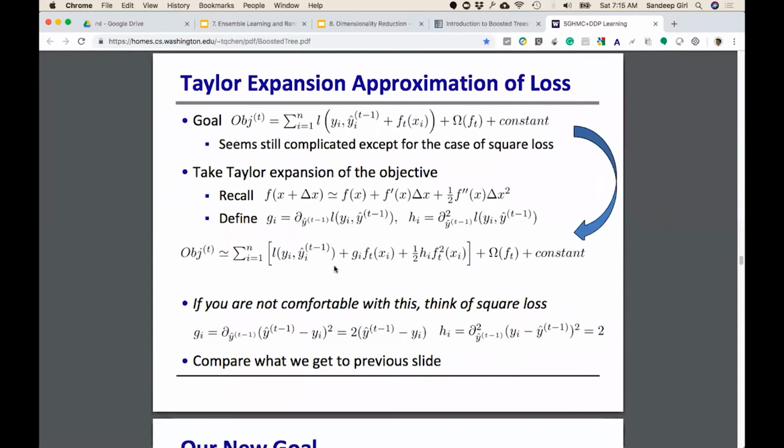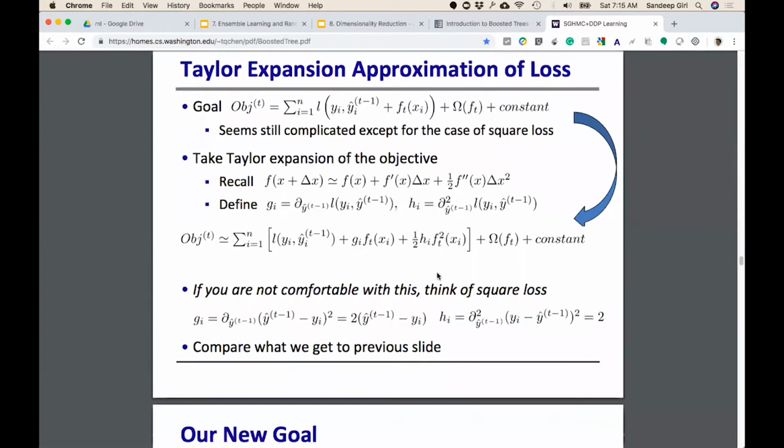When you look at it, the objective function is the sum over i from 1 to n of the loss function, which was the mean square error in the previous step, plus the first derivative of the loss function multiplied by the function value here, plus, and so on, the square of the loss function.